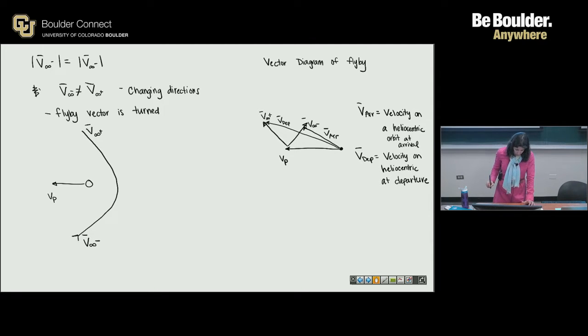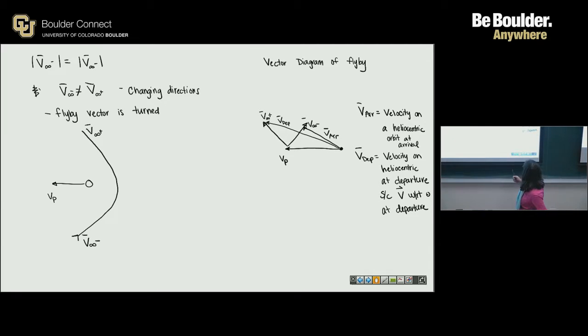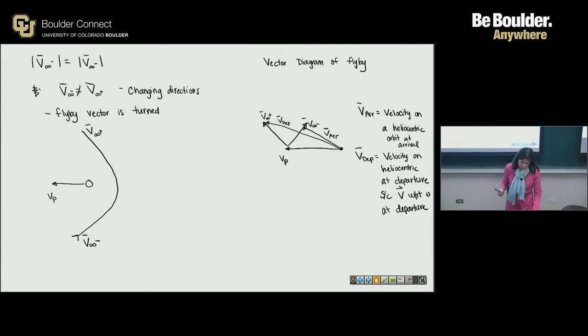So sometimes we'll just call, we can also say that this is the spacecraft's velocity with respect to the sun at departure. And V arrival would be the spacecraft's velocity with respect to the sun at arrival.